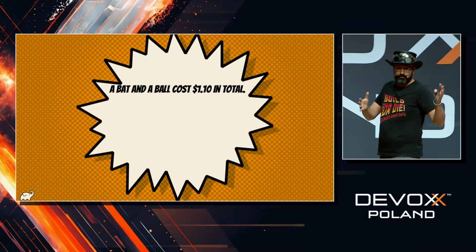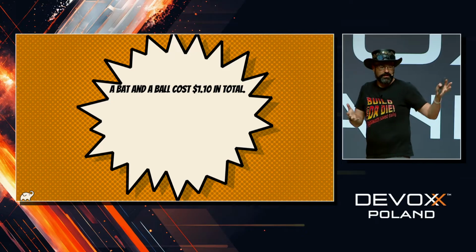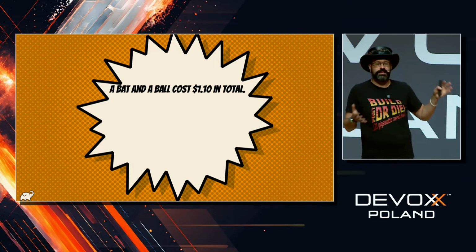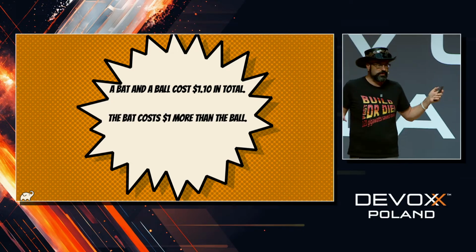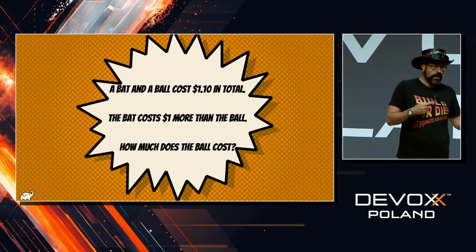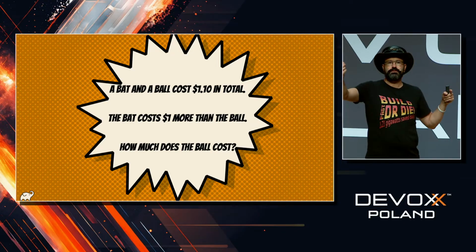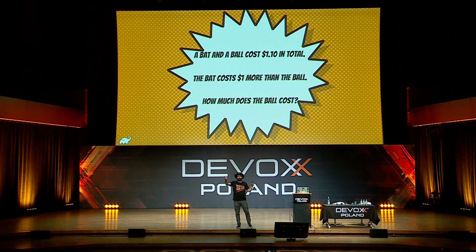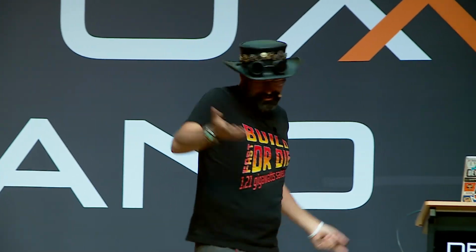So here we go. A bat, like a baseball bat, and a ball cost $1.10 in total. The bat costs $1 more than the ball. How much does the ball cost? You know this, right? Okay, you ruined it. Yeah, no, but obviously whoever knows, knows to stay away from the trap.